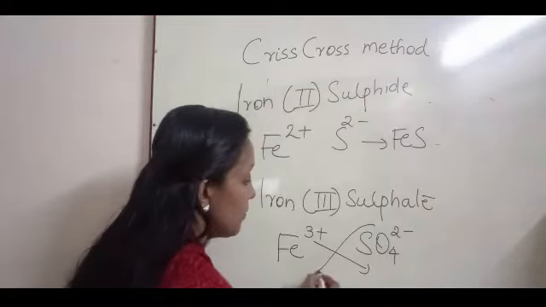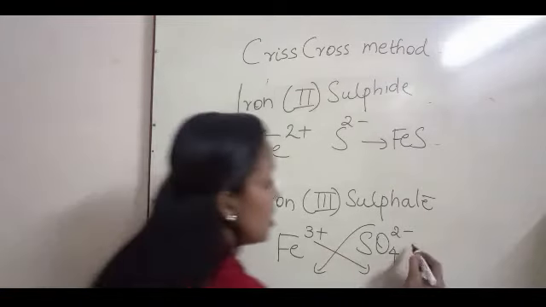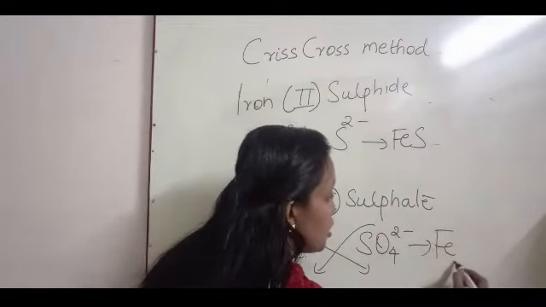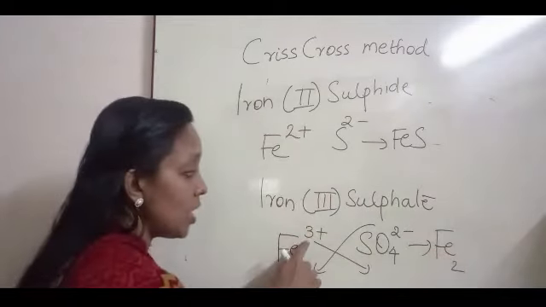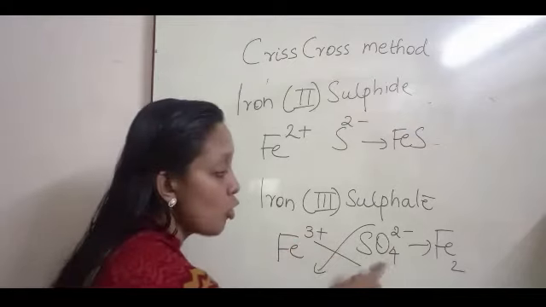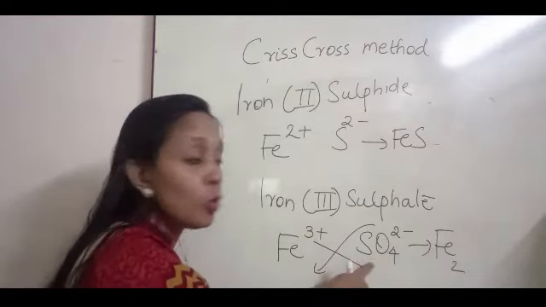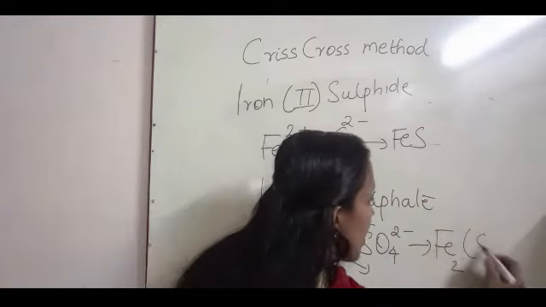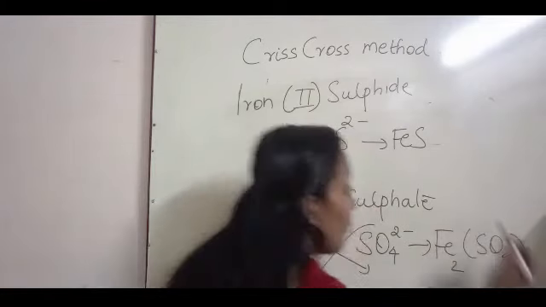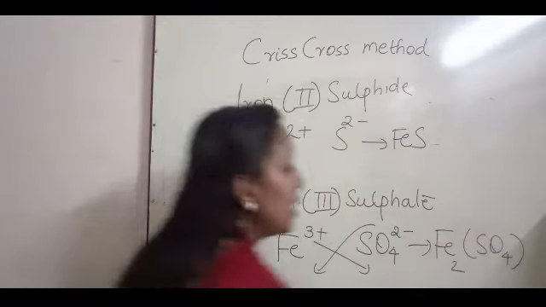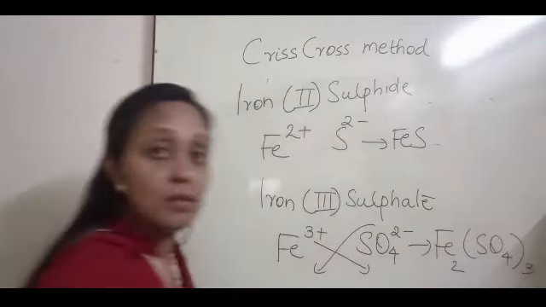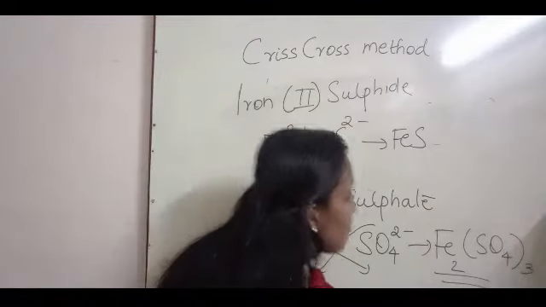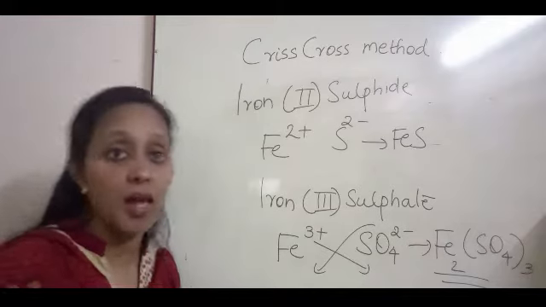Exchange the valency. After exchanging, number 2 will be given for Fe. So it is written as Fe2. Number 3 is given for SO4 group. This 2 is already given for iron, so you need not bother about that 2 anymore. So SO4 group as a whole gets a number that is 3. I hope you understood the method of writing the formula. The formula is Fe2(SO4)3.